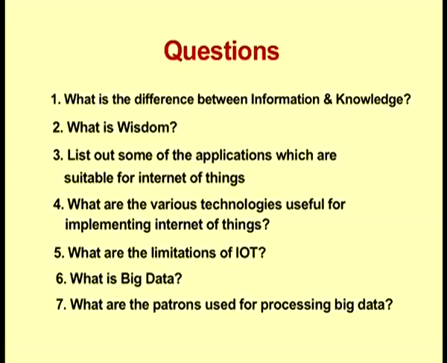To revise the concepts which we have discussed, you can try to answer the following questions. What is the difference between information and knowledge? Next question is, what is wisdom? Then you can list out some of the applications which are suitable for Internet of Things. What are the various technologies useful for implementing Internet of Things? What are the limitations of IoT? What is big data? What are the patterns used for processing big data?